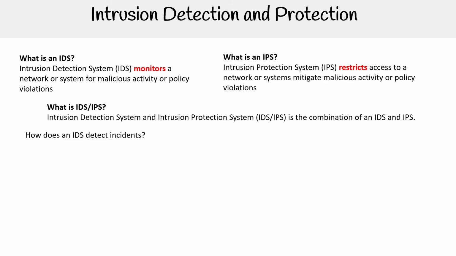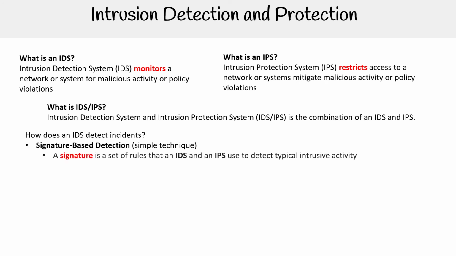If you're figuring out, okay, well, how does an IDS actually detect incidents? It has three ways of doing it. The first is signature-based detection. This is a simple technique where it uses a signature, and a signature is a set of rules that an IDS and an IPS uses to detect typical intrusion activity. It compares signatures against observed events to identify possible incidents.